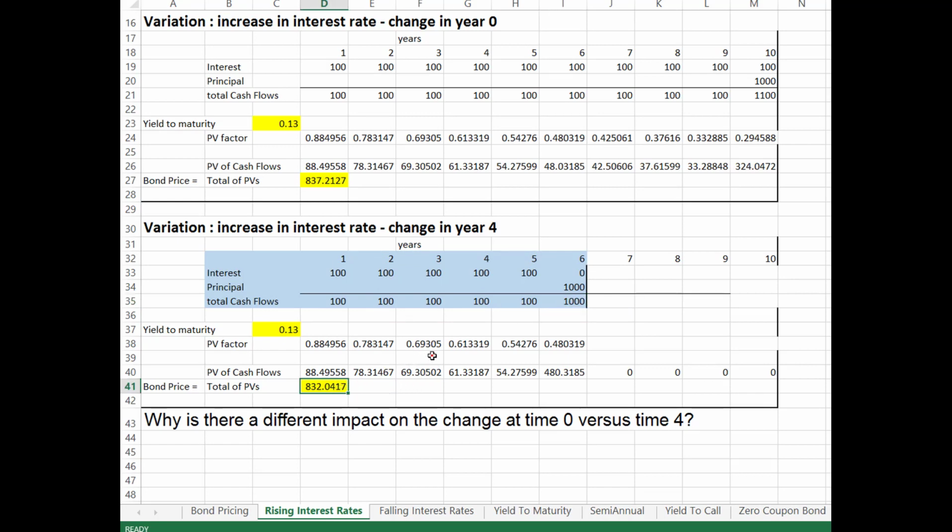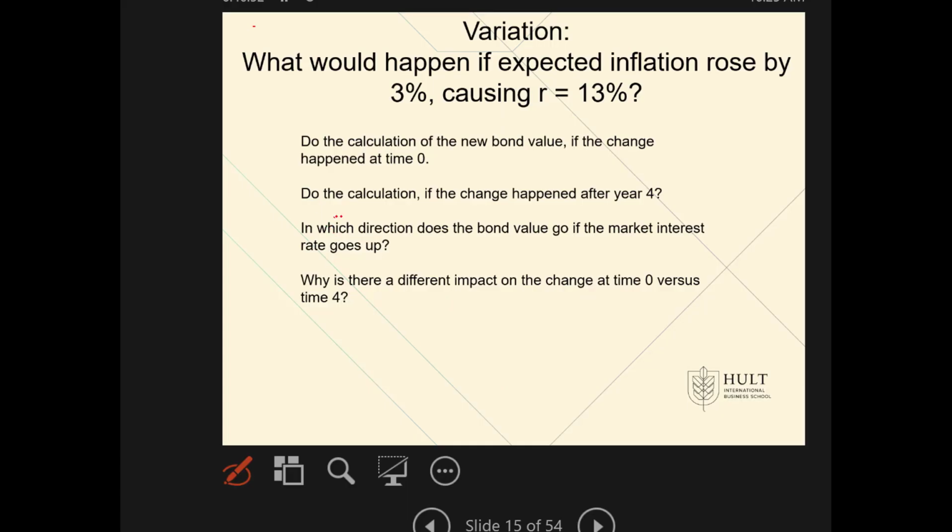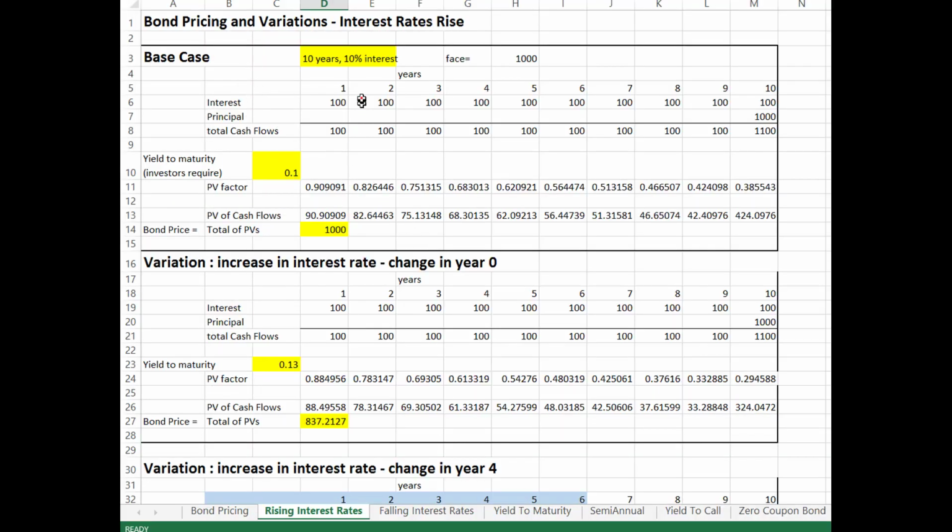All right. So now let's ask a couple of questions. The questions were, in which direction does the value go if the market rates go up? That is answered by the first comparison. If the market goes up from 10 to 13 at exactly the same time, what will happen is the price will drop, right? That's this notion that as the yield required increases, then the bond price will drop to enable the investor to get the yield they seek. So price directionally goes down when interest rates rise, right?